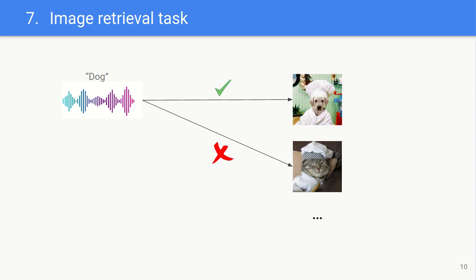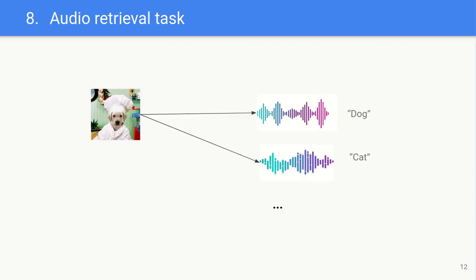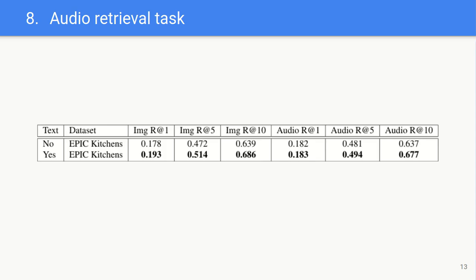In order to assess the quality of the embeddings, we use the image retrieval task. Here, we aim at finding the corresponding image given a speech query. Metrics we use are recall at 1, recall at 5, and recall at 10. And we see that we improve performance in all three of them when using text at train time. Note that during evaluation, there is no presence of text. It is only for training. We also do the opposite task, the audio retrieval task, and we also get an improvement in the three recalls.